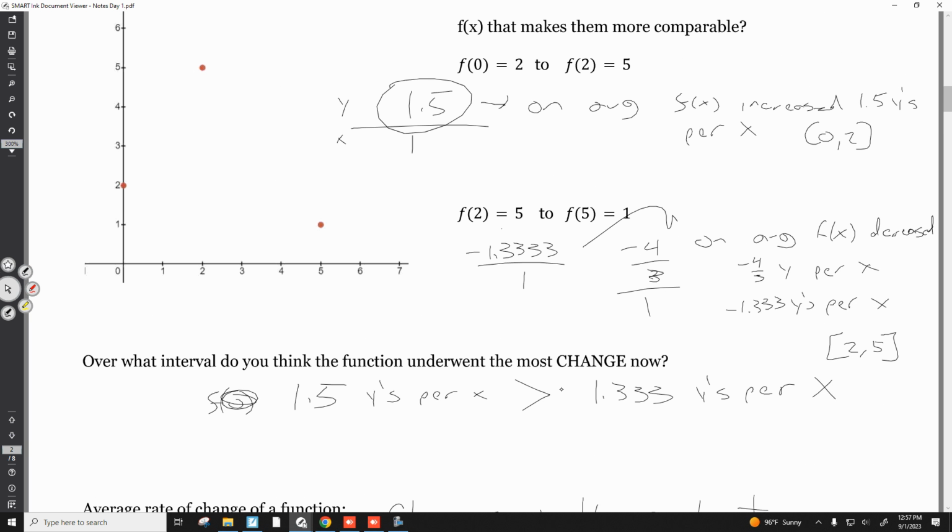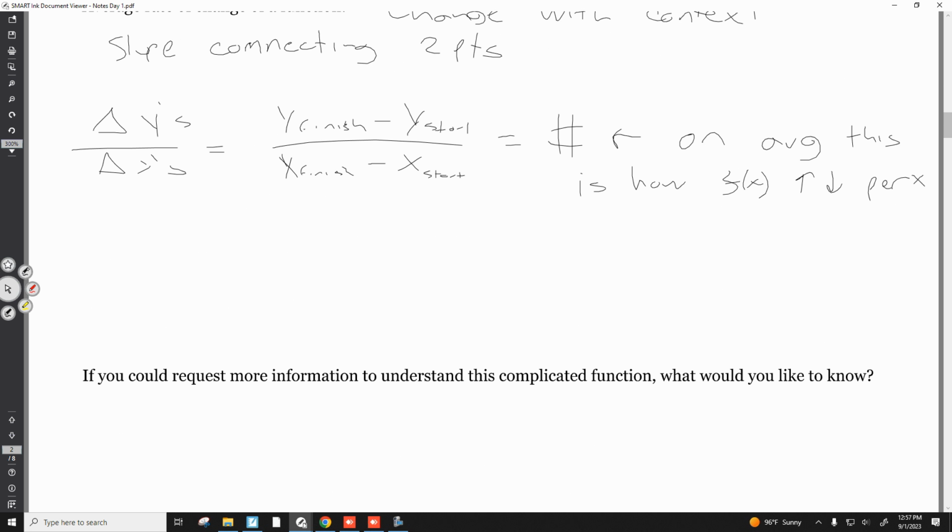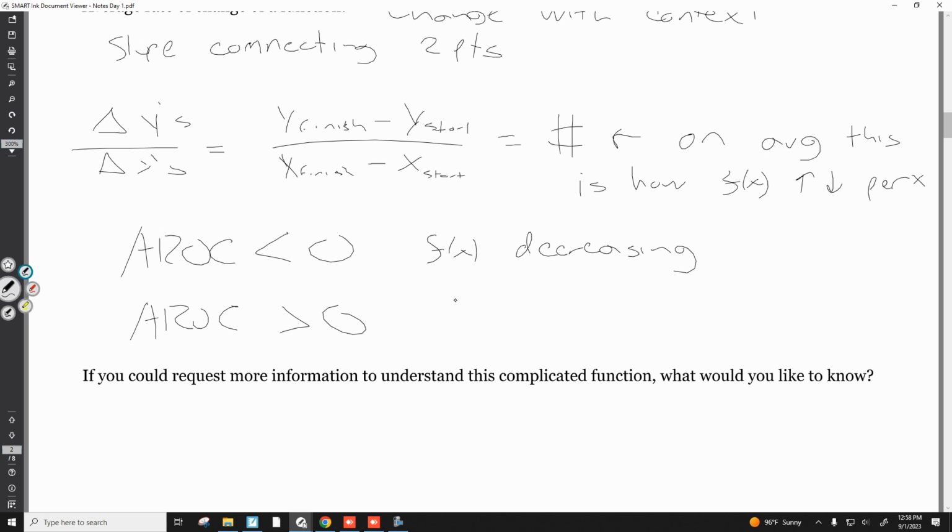So when we say decrease, I wouldn't put the negative actually. When we say decrease, I'd say it decreased that many y's per x, which is why I got that negative value. And that's an important thing with average rate of change, people. If your average rate of change is a negative value, you say your function decreases. It's going down from left to right. If your average rate of change is positive, you're saying your function increases. We will continue to examine that after lunch.